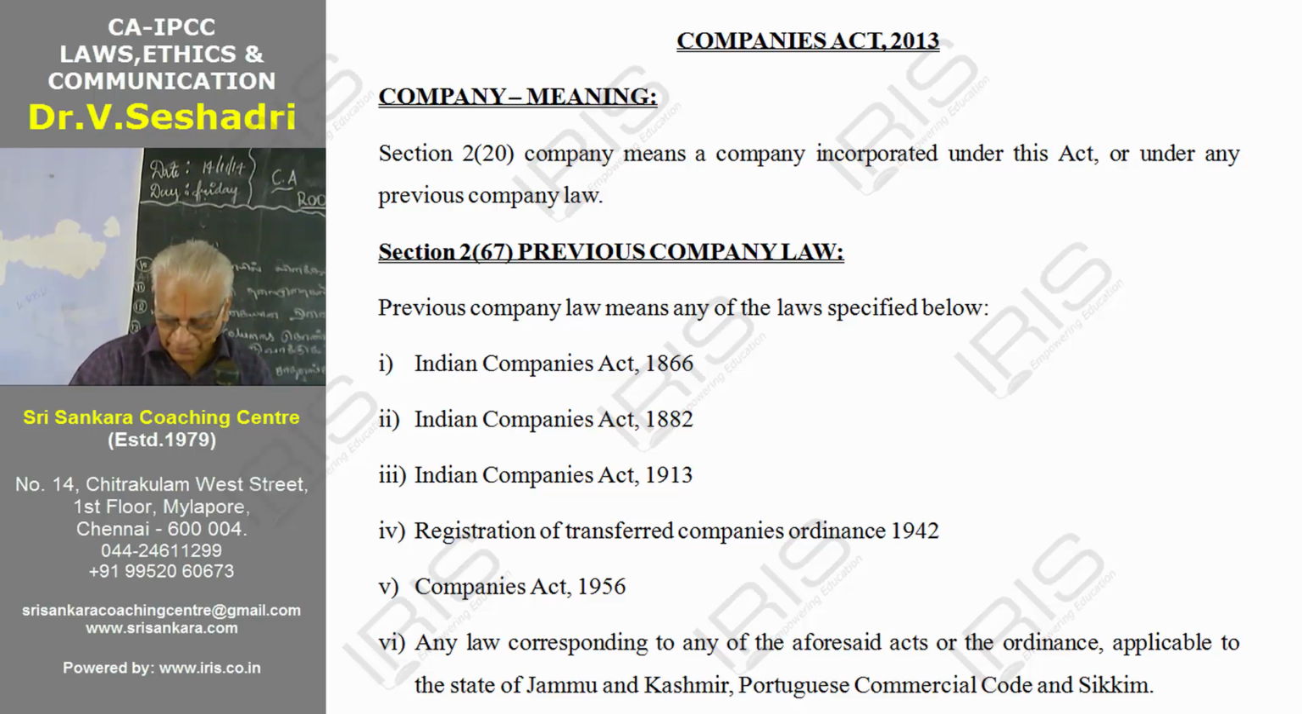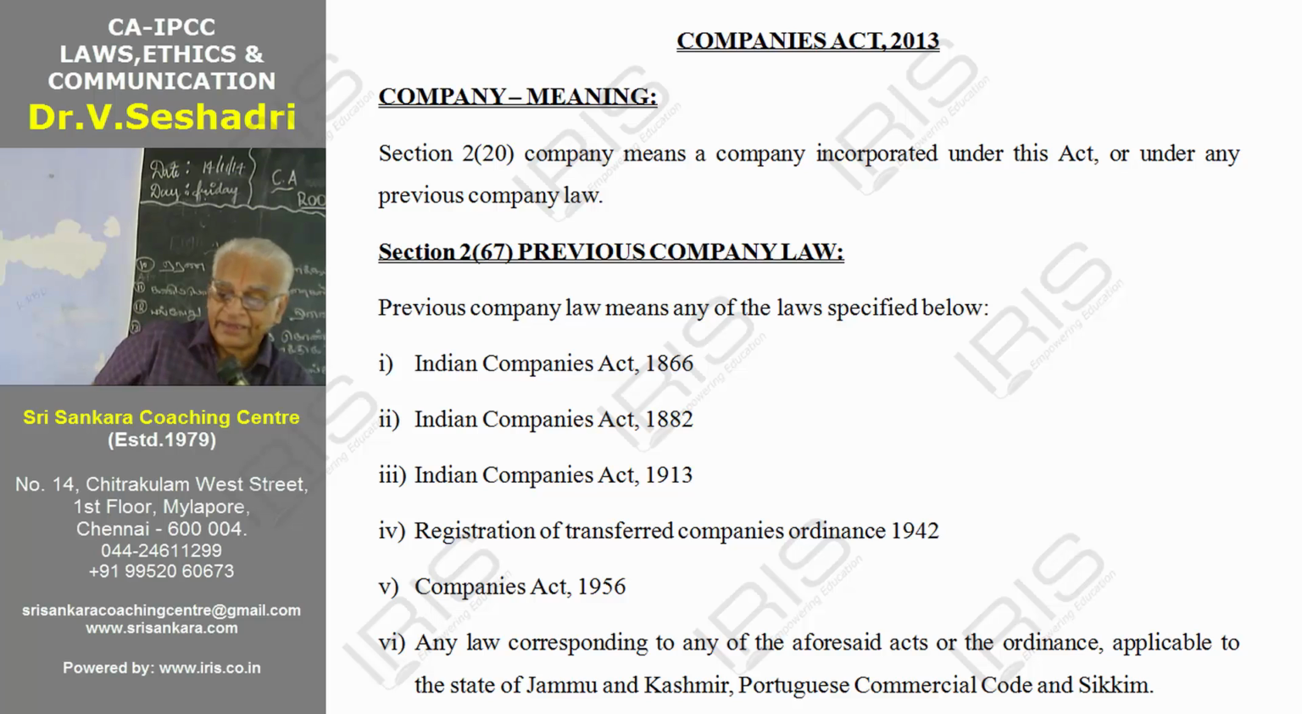Now, we go one by one. What is a company? Now you take down section 2, subsection 20: company means a company incorporated under this Act or under any previous company law. Section 2, subsection 67 explains what we mean by previous company law. Previous company law means any of the following laws specified below. 1. Indian Companies Act 1866. 2. Indian Companies Act 1882.